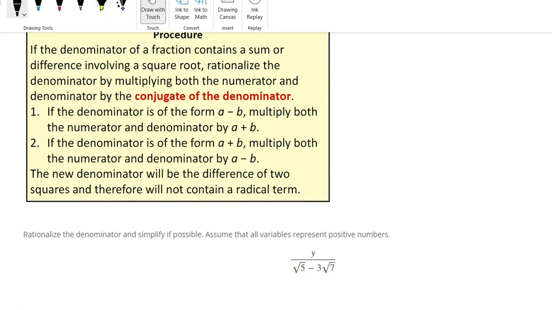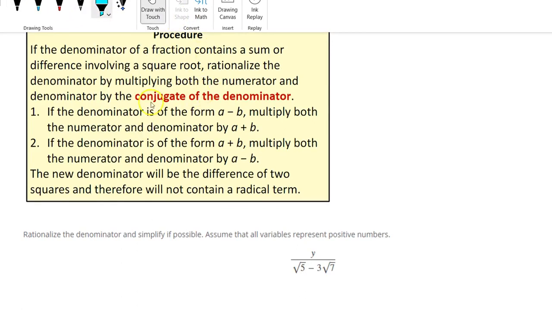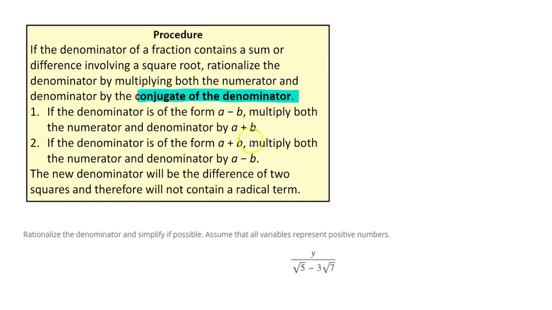So let me highlight some. Let's change this to a different color. We're going to do this conjugate of the denominator. Notice here, if the denominator is of the form a minus b, the conjugate is a plus b. We're just changing the operator symbols. If it's a plus b, you're going to multiply by a minus b. The new denominator will be a difference of 2 squares and therefore will not contain a radical term. So let's do an example real quick and you'll see what I'm saying here.